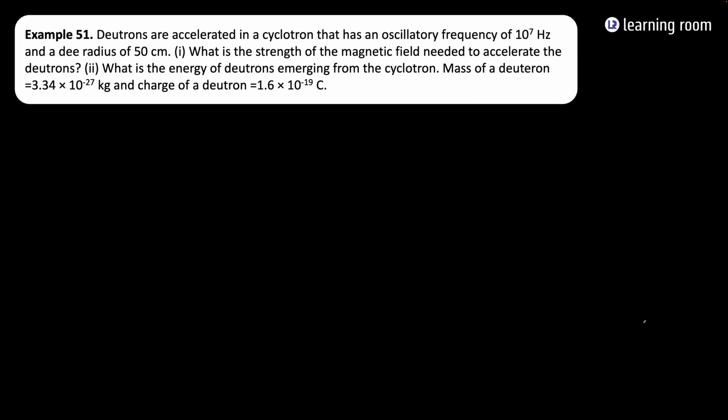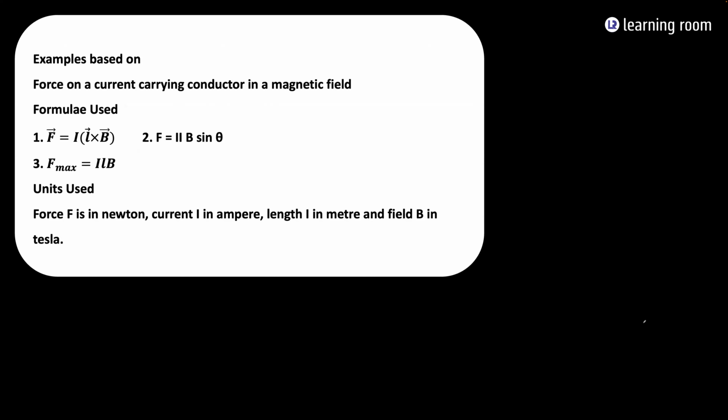So cyclotron is deleted. Don't need cyclotron. The next set of problems that we are going to see are based on force experienced by a current carrying conductor placed in a magnetic field, which is given by the expression I into L vector cross B vector, or it is also written as ILB sin theta.